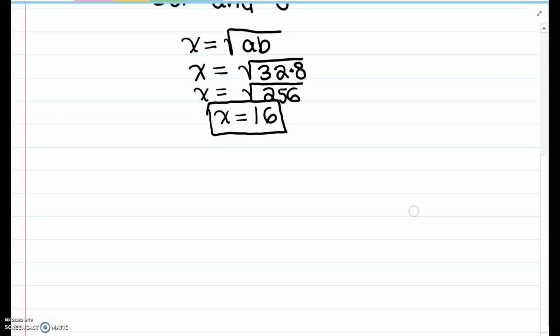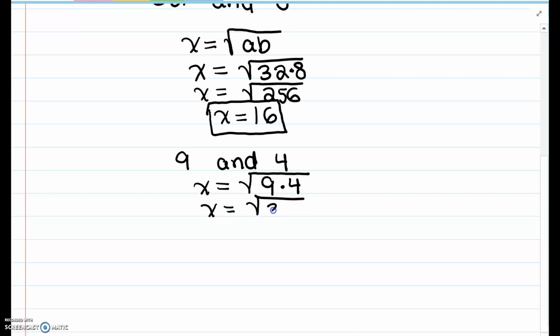Let us try another example. We have find the geometric mean of 9 and 4. So X equals square root of 9 times 4. X equals square root of 36. X equals 6. So 6 is the geometric mean of 9 and 4.